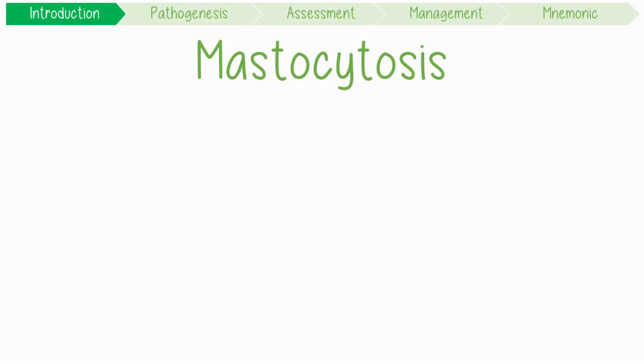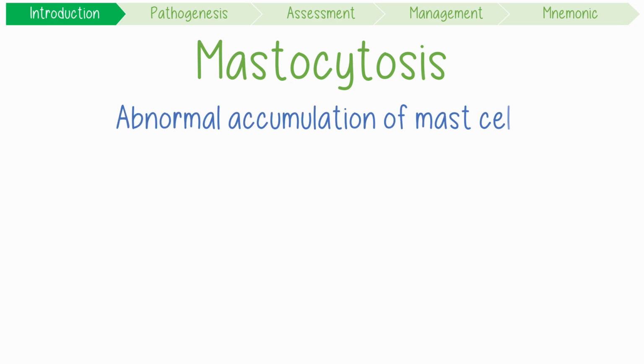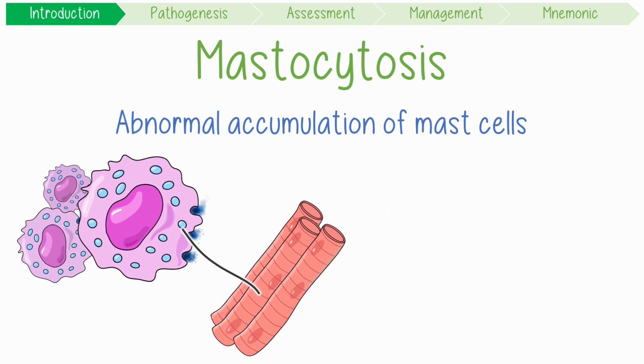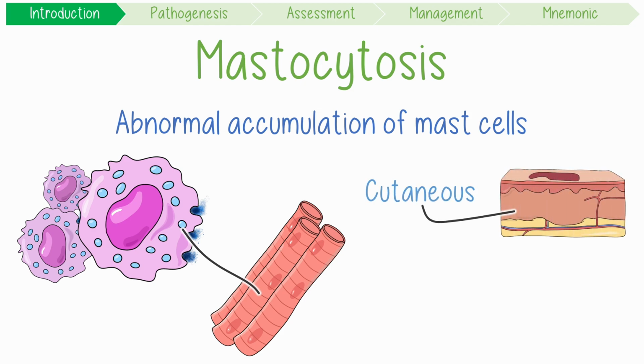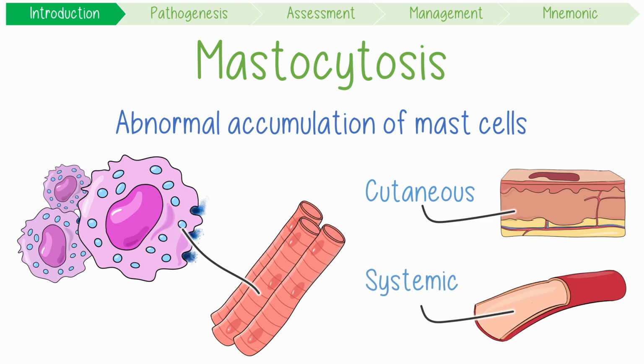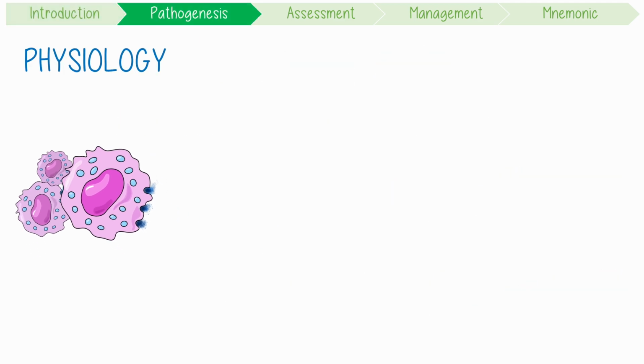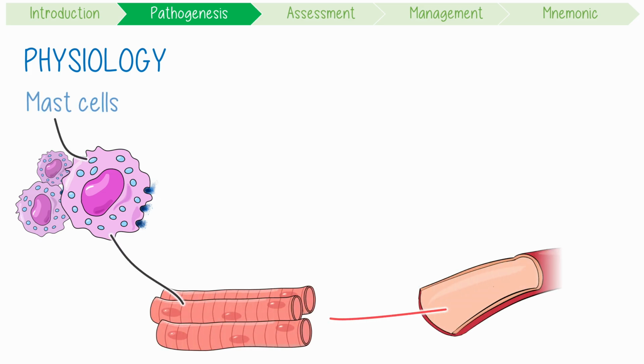Mastocytosis describes a group of disorders where there's an abnormal accumulation of mast cells in the tissue. This can be limited to the skin, which is called cutaneous mastocytosis, or it could be more diffuse, which is called systemic mastocytosis. As a quick recap of physiology, mast cells are innate white blood cells that reside in the tissue, and they don't usually circulate.